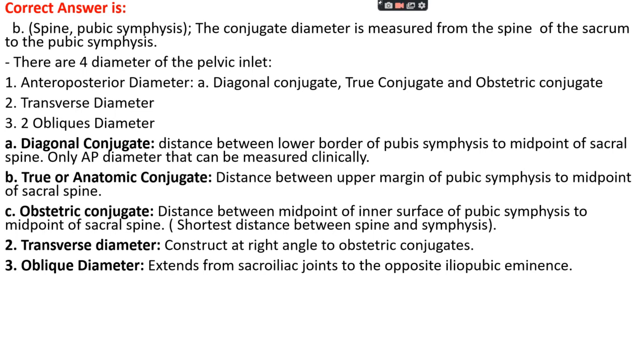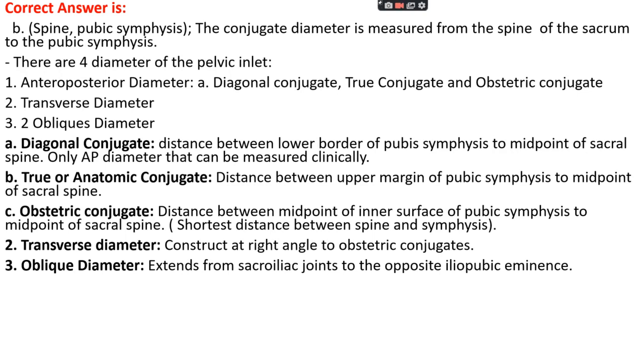This is the only diameter which is actually measured. The true or anatomic conjugate diameter is the distance between the upper margin of the pubic symphysis to the midpoint of the sacral spine, while the obstetric conjugate is the distance between the midpoint of the inner surface of the pubic symphysis to the midpoint of the sacral spine. It's the shortest distance between the spine and the symphysis. If we see all three conjugate diameters, they are all measured from the spine of the sacrum to the pubic symphysis.